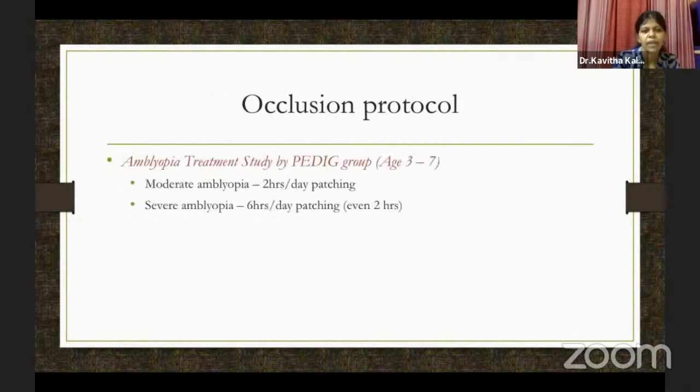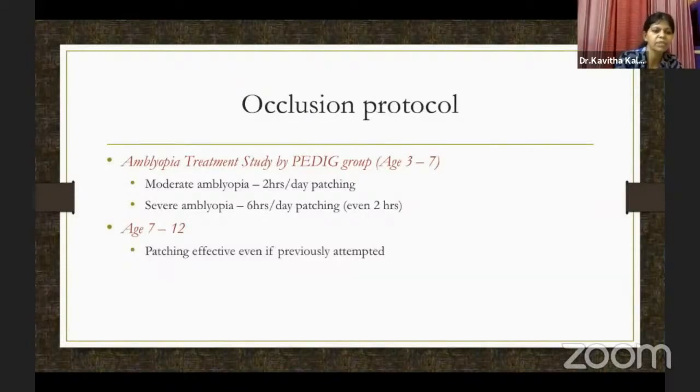And by the ATS study, which all pediatric ophthalmologists now follow, for moderate amblyopia, 2 hours per day patching seems to work very effectively. Even for severe amblyopia, initially we can start with 2 hours, and if it doesn't improve, can raise it to 6 hours per day. And in children older than 6, like 7 to 12, patching is effective even if previously attempted but discontinued. And in older children, even up to 17 years, patching is effective, but only when previously not attempted.